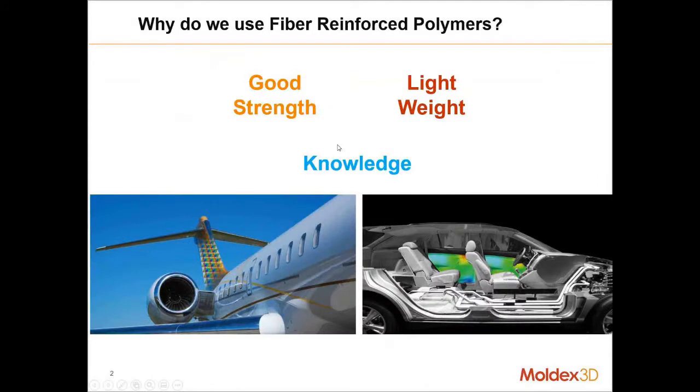So first of all, why do we use fiber reinforced polymers? There's two main reasons for it. First of all, whereas the plastic material without fibers is compressible, the fibers themselves are not. And that actually helps us in two ways. First of all, it gives us better strength.